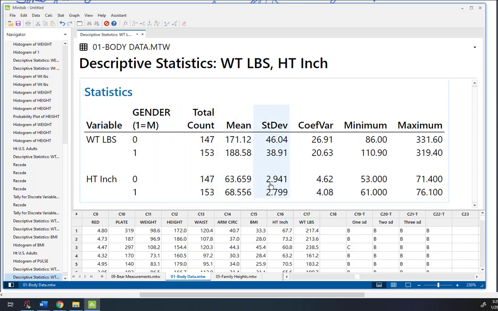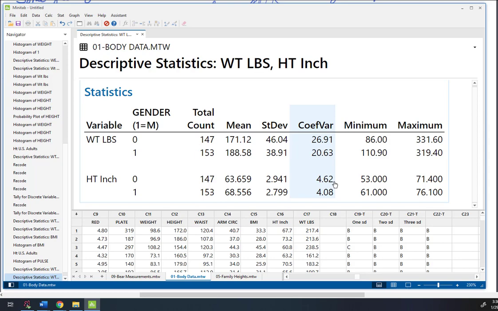Height, women, standard deviation 2.9. Weight, men, standard deviation 38.91. You can't compare those directly, but you can look at the coefficient of variation, and I see that for men's weight, I have a coefficient of variation of 20.63. For women's height, I have a coefficient of variation of 4.62, which tells me that the weight of men is much more variable than the height of women. Of those two, if we're having a variability contest, the weight of men wins that variability contest hands down.